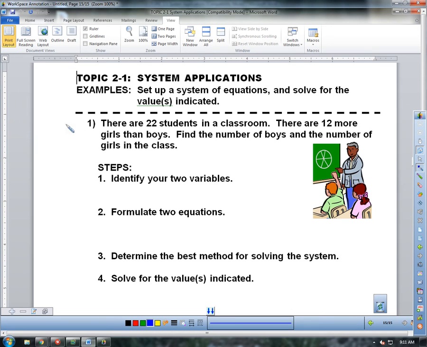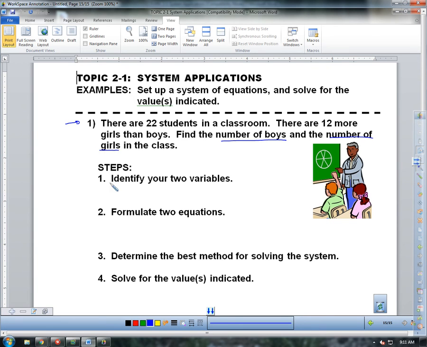So here's our first problem. There are 22 students in a classroom. There are 12 more girls than boys. Find the number of boys and the number of girls in the class. So we've got two separate situations going on, and we need to solve for two variables. So what are we looking for in our problem? A lot of times it will ask you at the very end, and it's easy to identify your variables.